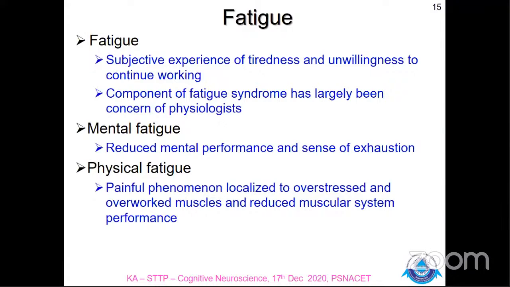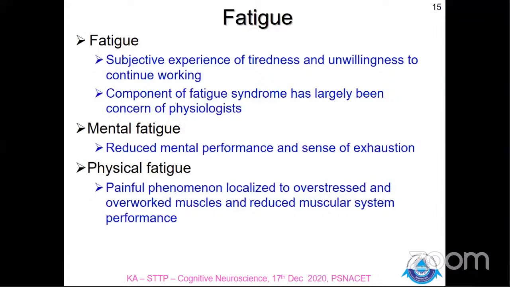On the biomedical side, the healthcare side, they talk about mental and physical. Anything related to the brain is called mental fatigue. Anything related to the muscle, musculoskeletal, or working activity is called physical fatigue. Similarly, depending upon the workplace, the fatigue can vary.